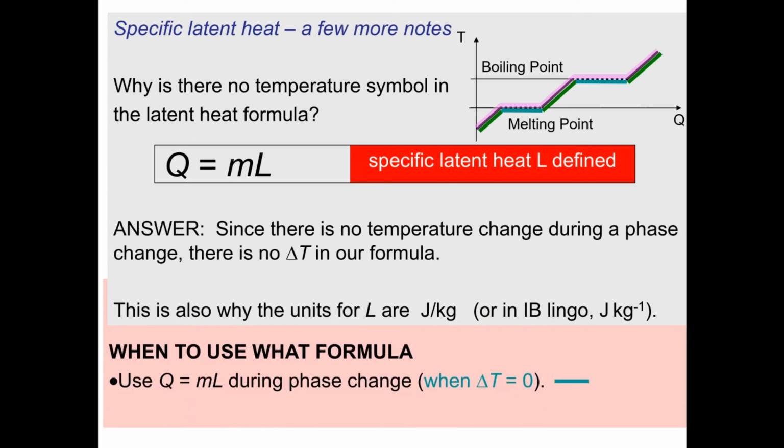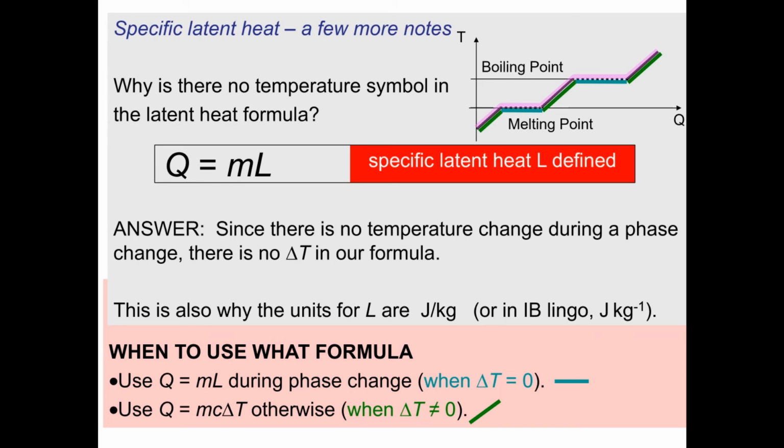And then a tip here for when to use what formula. When you look at these calorimetry problems, if you're figuring out something related to a phase change, you're going to use Q equals m times capital L: heat energy equals mass times the specific latent heat, because the delta T is 0. If you see a temperature change, or you're going through a process where there is a temperature change, you're going to have to use Q equals mc delta T.